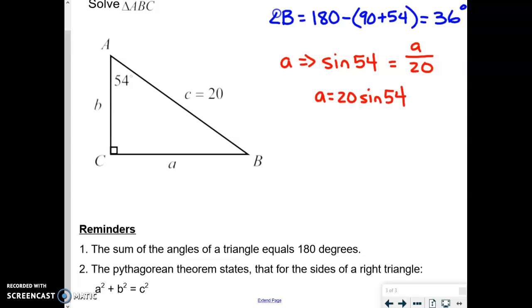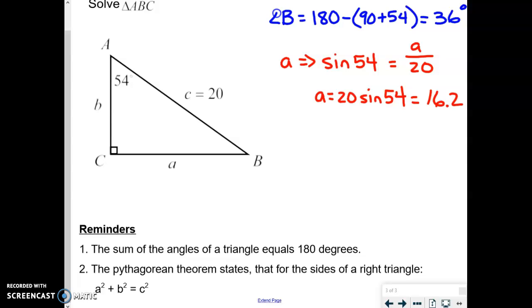54. Now when you plug that in, you're going to notice that it's a long run-on decimal, so we're not going to use that. We're simply going to round it to the nearest tenth, which in this case, side A would be equal to about 16.2.